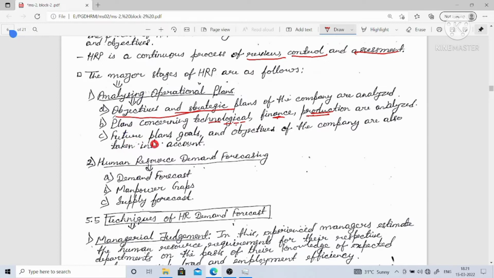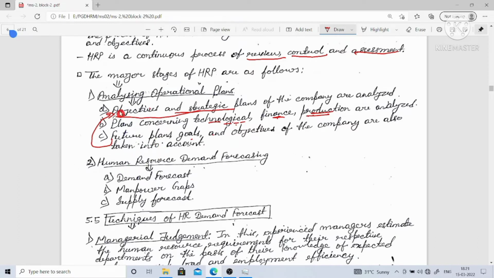Then future plans, goals and objectives of the company are also taken into account. Future plans, you see here, are related to the objectives and strategic plans of the company. So what different future plans there are, what different objectives there are for the future, those things are also taken into account.